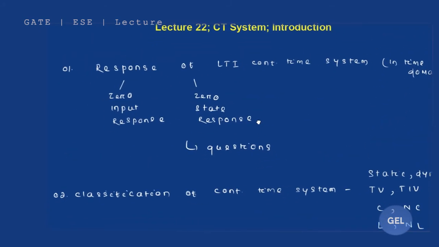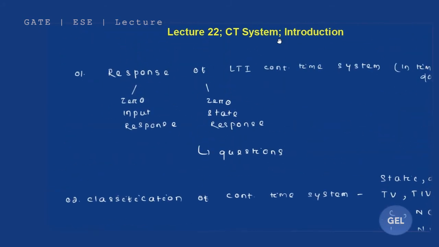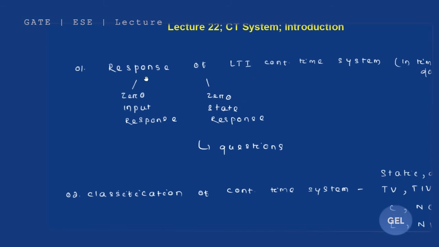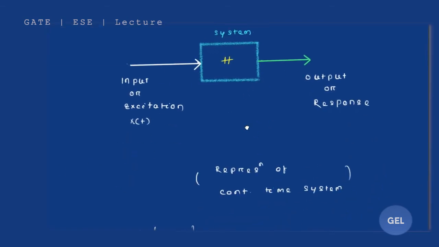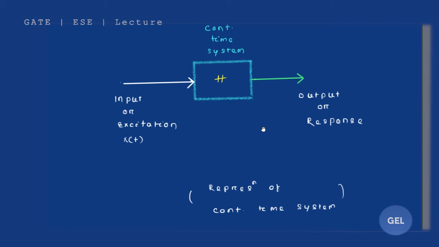Basically, these are the things that we are going to study in continuous time system. After this class we'll get into response of linear systems. I'll read it out at the end. Now let's start the continuous time system. Continuous time system is for analog signals. It is a physical device that operates on a continuous time signal called input or excitation, according to some well-defined rule, to produce another continuous time signal which is called output or response.